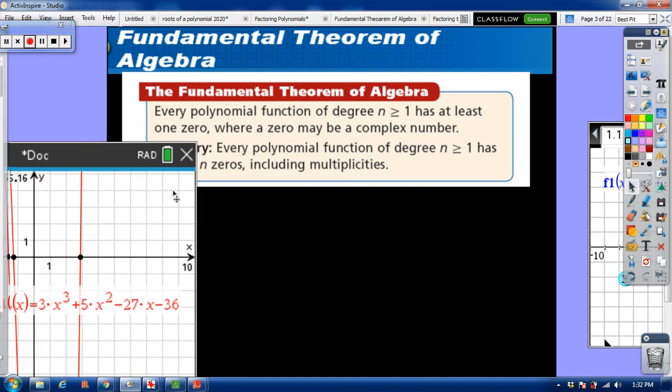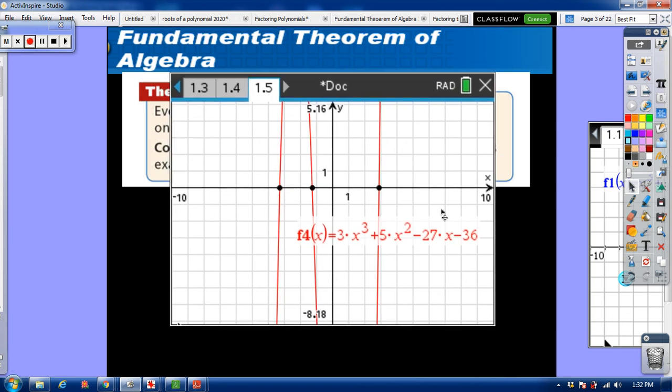So I'm going to pull this first graph in, and I have the graph of this polynomial, 3x^3 + 5x^2 - 27x - 36. If you notice with this graph, it crosses the x-axis at 3 different points. That tells me that this third degree polynomial is supposed to have 3 zeros, and because it crosses the x-axis at 3 different points, that means that all 3 of those zeros are real numbers.